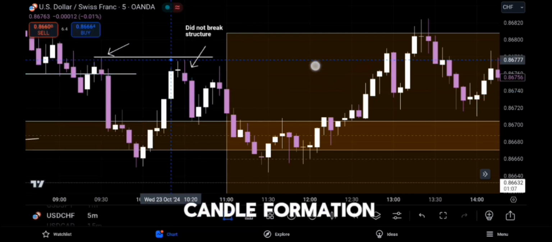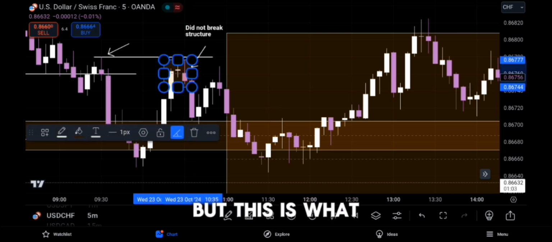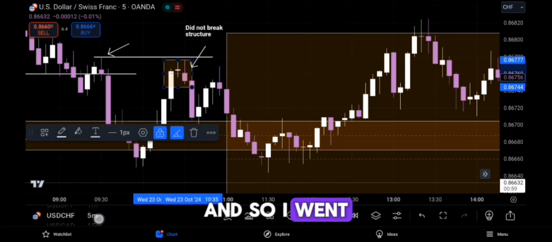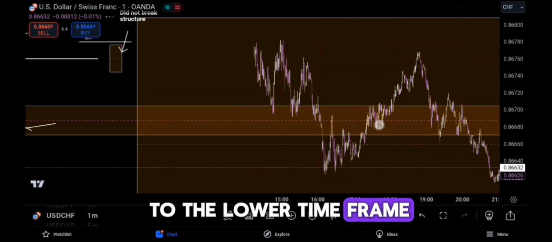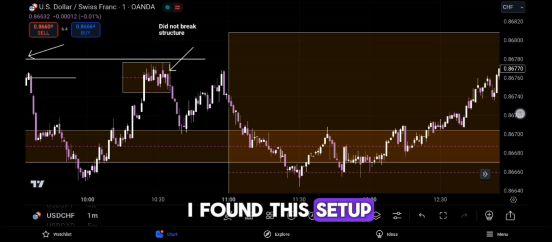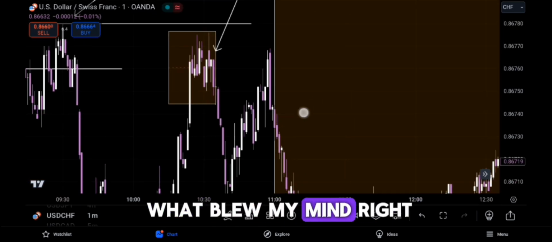This is a reversal candle formation. This is what they call the morning star. I don't know what some of you will call it nowadays, but this is what they call a morning star candle formation. And so I went to the lower time frame. I dropped to the 1 minute time frame and I found this setup right here. And this is what blew my mind, right?